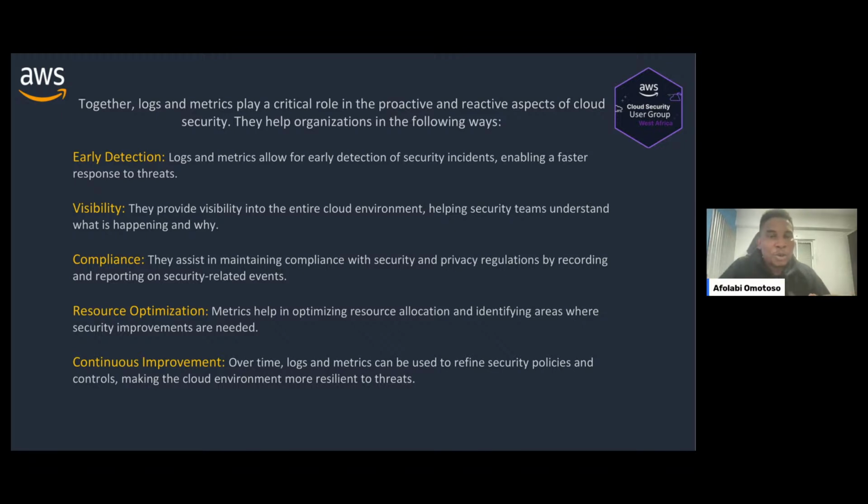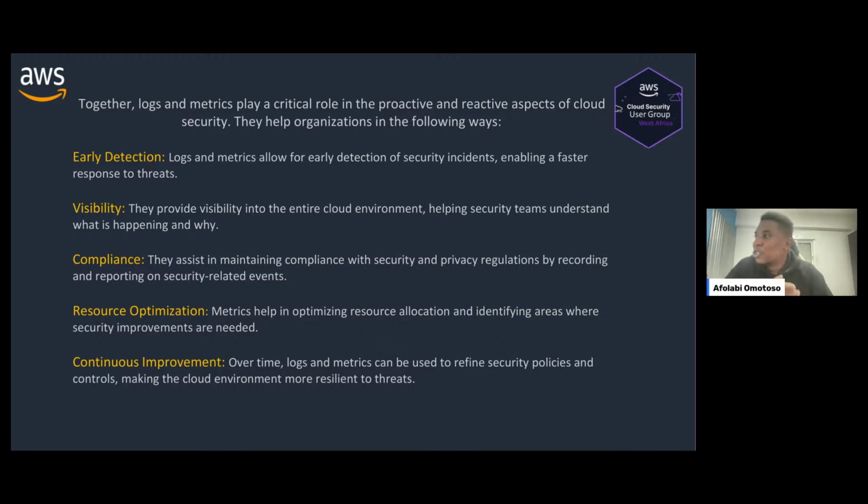And also, because of the insight that we have, it gives us the ability to continuously improve. So, like I said before, logs and metrics show us where we were yesterday, where we are today, and give us insight into where we are going to be tomorrow. With what we had yesterday and where we are now, we can plan and build something based on the insight that we have for tomorrow. So that is continuous improvement. Over time, logs and metrics can be used to refine security policies, to refine controls, and make the cloud environment more resilient to threats. So those are very important for us.